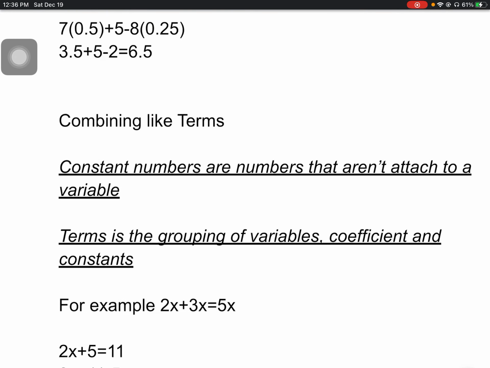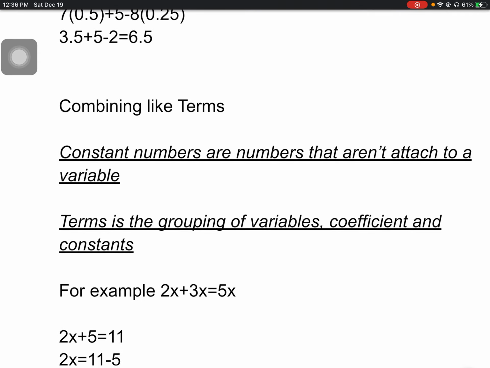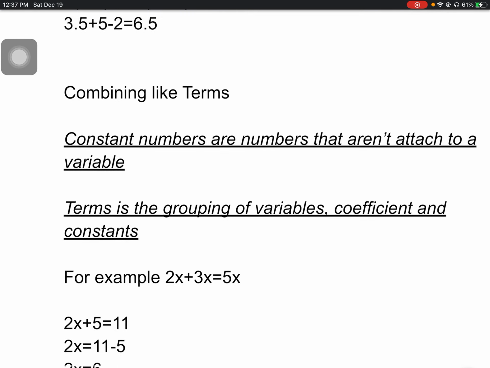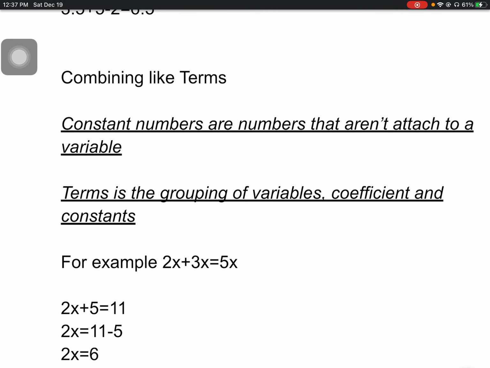So if we get the equation 5x plus 5 equals 11, we have to isolate the variable. 5 is the constant, so we should deal with that first. If 5 is crossing the equation sign, the equal sign, it becomes a negative to maintain the equality. So we do 5x equals 11 minus 5, which is 5x equals 6.